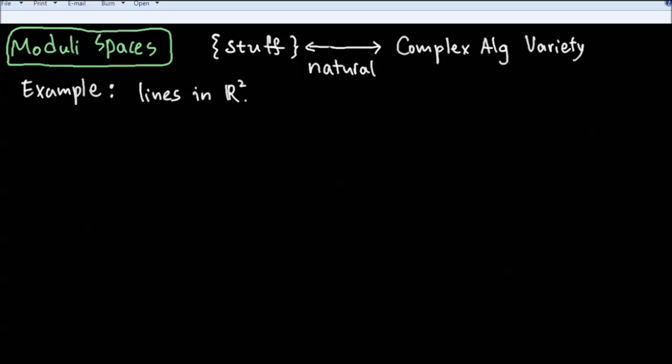The one example I thought about is the following, and I'm not going to go into details: all the lines in R2. Here's one line in the xy plane. Here's another line in the xy plane, another, and another. You can think about all the lines you collected in there. What could be the moduli space? This will be just the homeomorphic description of the moduli space in here.